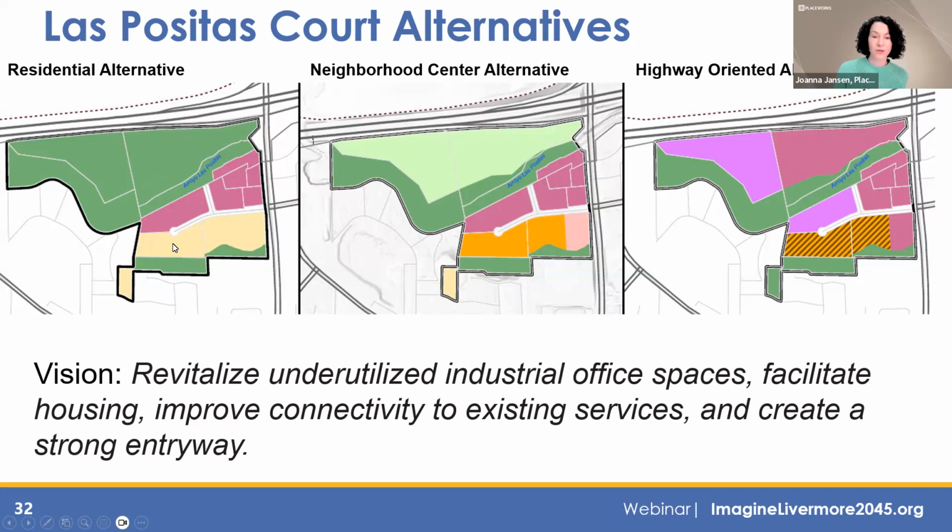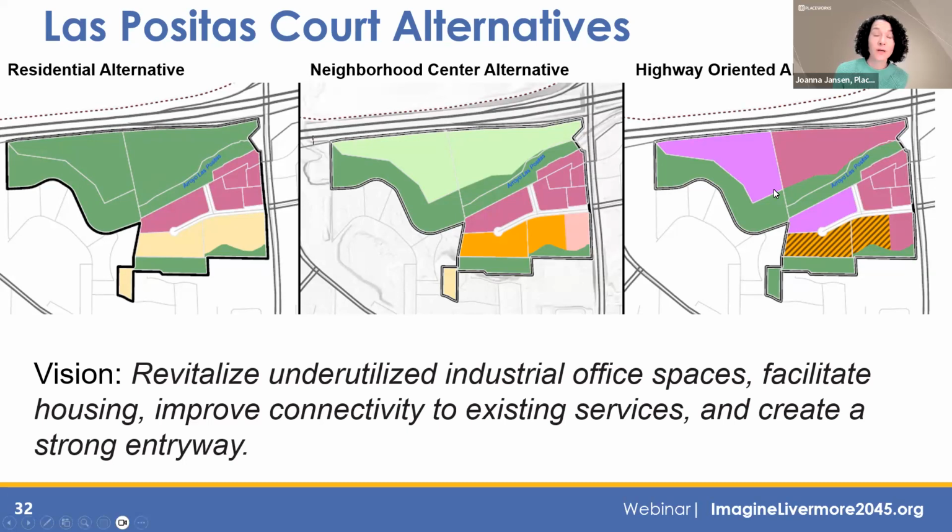The neighborhood center alternative would designate the area south of I-580 for potential agricultural uses. This could serve as vineyards or maybe be a visual gateway to the South Livermore wine country. And the mixed alternative would have some medium density residential down here and neighborhood commercial along Livermore Avenue.